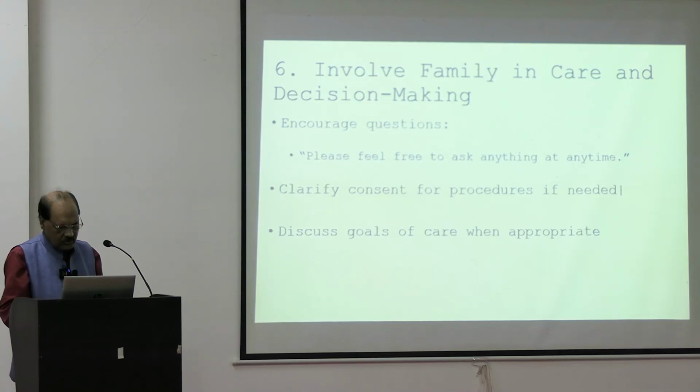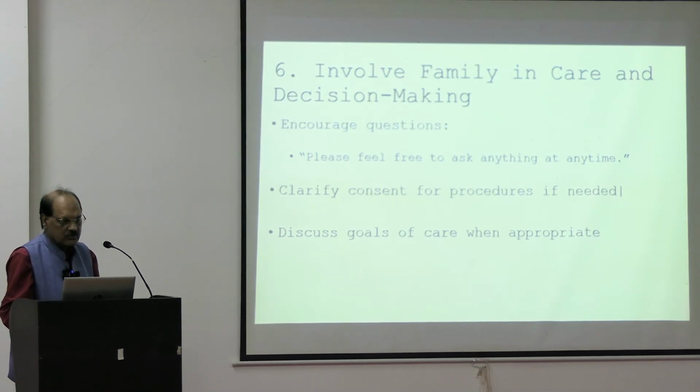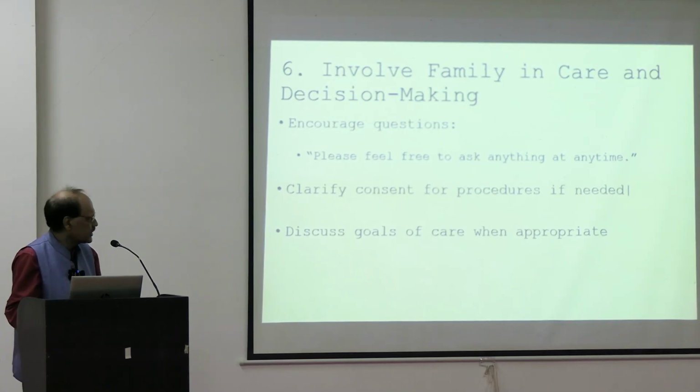Then clarify consent for procedures if needed. If any procedure is needed, like any surgery, or ventilation, or any other things, you should clarify. You should ask for consent. Informed consent has to be taken from the patient. Then discuss goals of care when appropriate. What are the goals of your patient? Goals of your treatment. You should tell them appropriately which is needed. You have to tell this thing to the patient party.